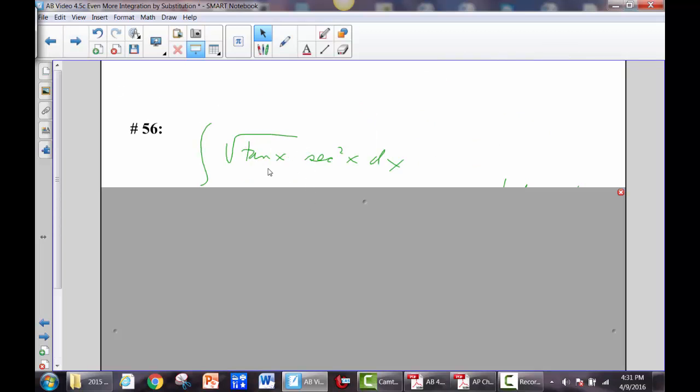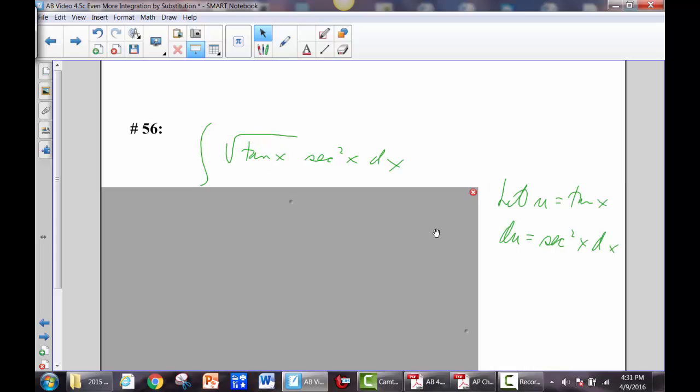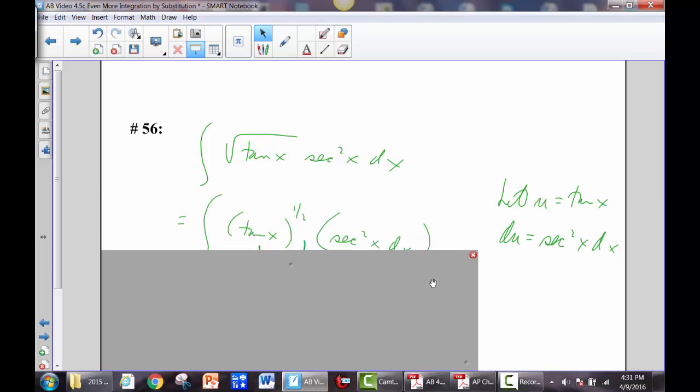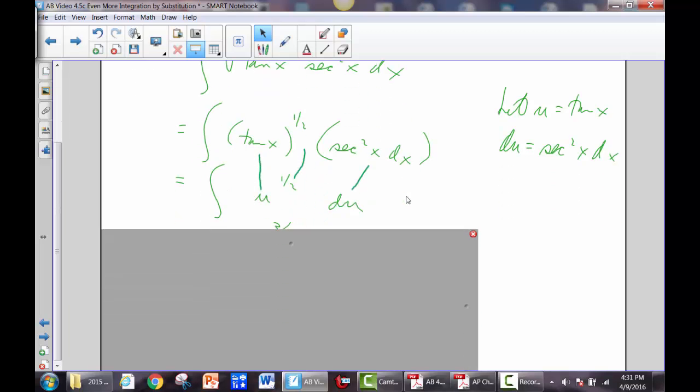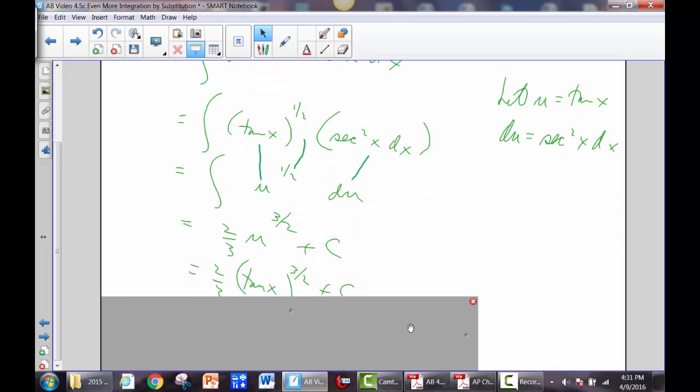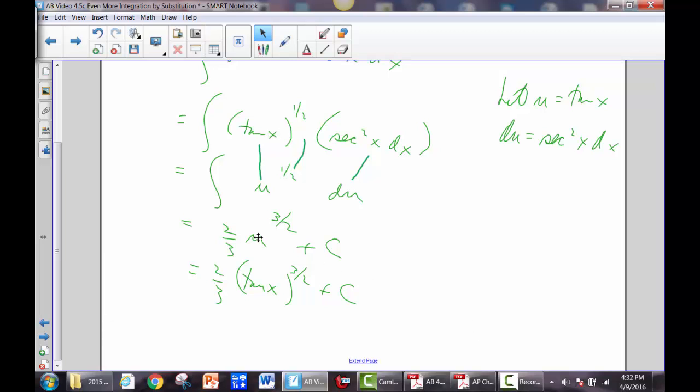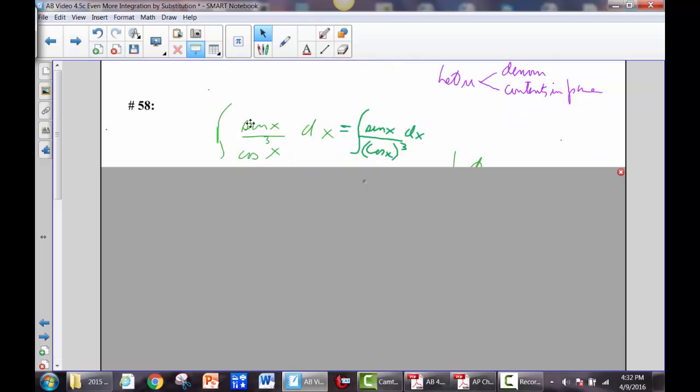Okay, over here you have a choice. What we're going to do is go with the contents of the radical, which of course works out very nicely, because if we let u equal tan x, du is secant squared x dx, which is exactly what we have. So you're looking at the integral of u to the half du, which is u to the 3 halves, over 3 halves, which is times 2/3. Don't forget to turn the u back into what it is in terms of x.